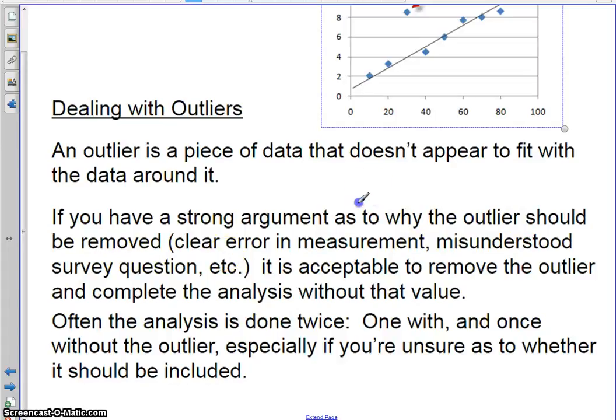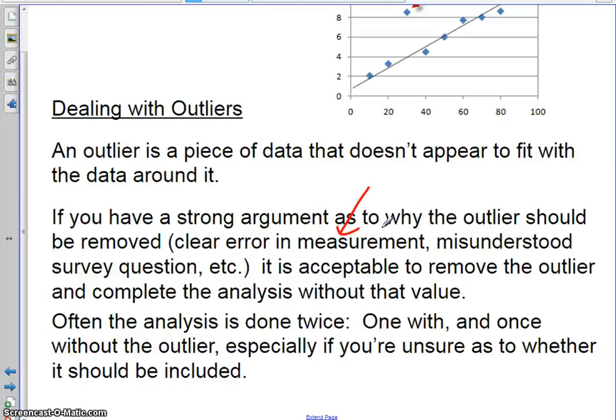Let's say there's a clear measurement error. Let's say somebody reported their height in meters versus centimeters. That number that they gave is a lot lower, right? So you need to be careful about that. Let's say they misunderstood the survey question and gave an answer that was so far to left field it doesn't seem to fit. If you know that because you were part of the data collection process, then you can make an argument why that outlier should not be included, and then complete the analysis without that value.